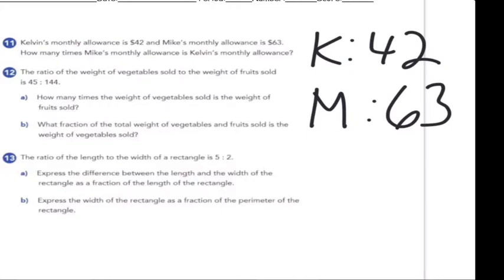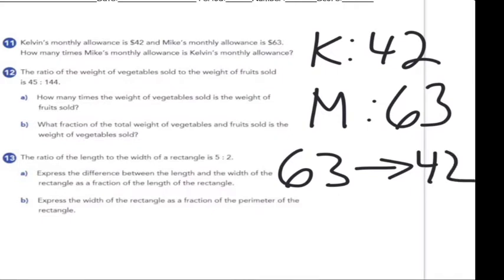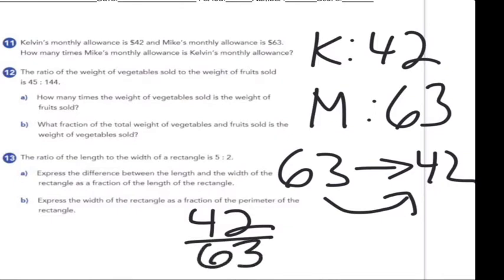So if Mike is 63 and Kelvin is 42, I ask, how many times Mike's gets us to Kelvin's? So we want to get from 63 to 42. When I look at this, first of all, I know I'm going down, so I'm going to be multiplying by something. The ratio needs to be less than 1, because when you multiply any number by less than 1, it shrinks. So I'm going to write 42 over 63. That is going to be my ratio.